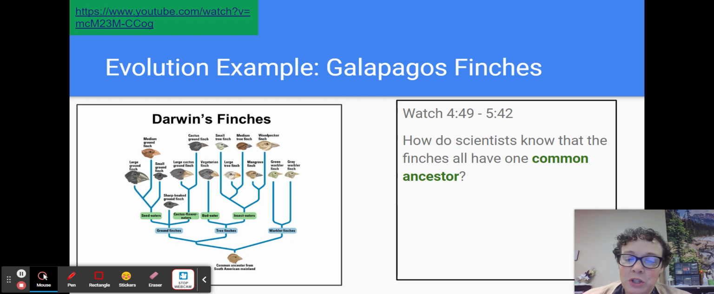Now that you've watched it, what's your answer? We know that scientists know they have a common ancestor because they've been able to look at the genes of them. And they've been able to trace back the mutations and see that genetically they're all related to one species that came from the mainland.